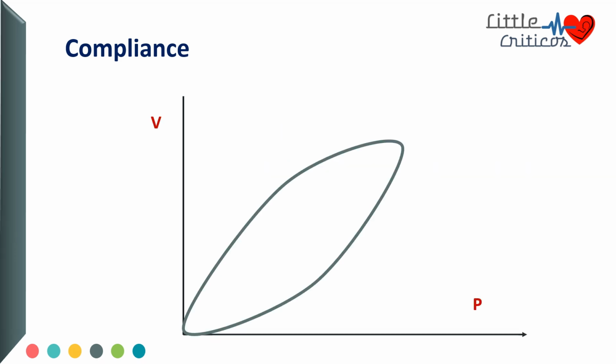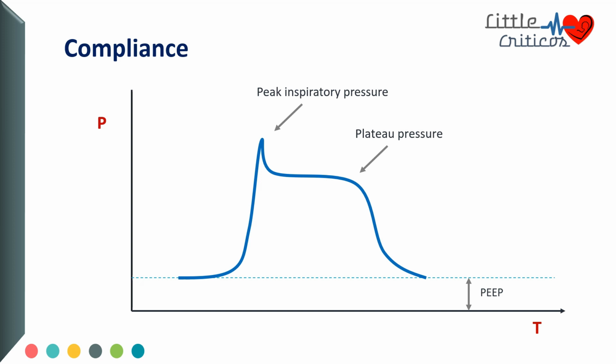So in a normal PV loop, in static or no flow conditions, the slope of the PV loop gives the static compliance. In conditions where airflow is patent, if the resistance during inspiration and expiration are taken into account, then that reflects dynamic compliance. We can understand these two by the pressure time scalar in a volume control mode of ventilation as well.